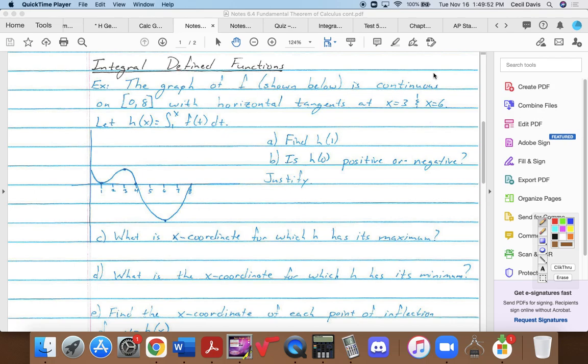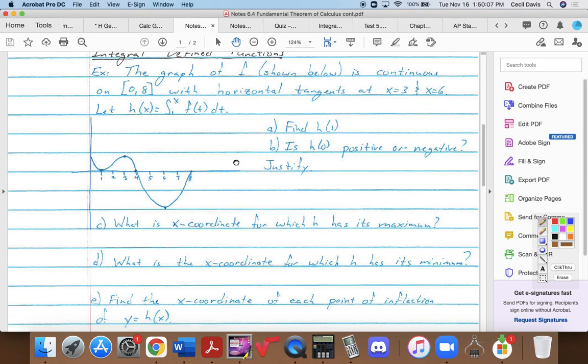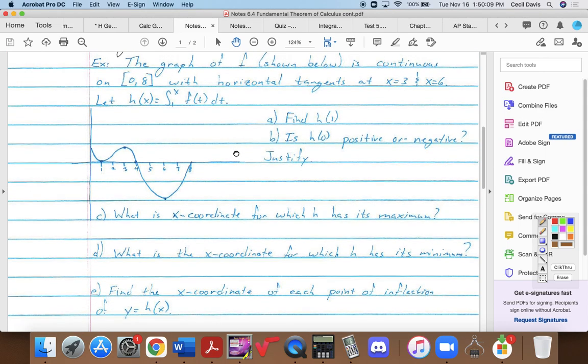Now, sometimes yes, sometimes no. Almost always you'll get asked several questions that involve the fundamental theorem, and this is one of the ways they can ask questions about the fundamental theorem. So let's take a look at this one. It's got all kinds of stuff going on.